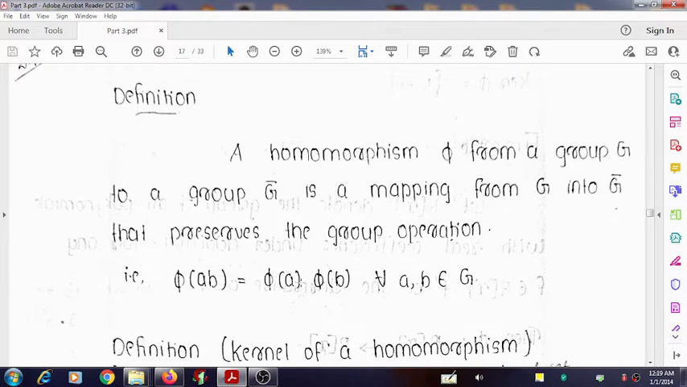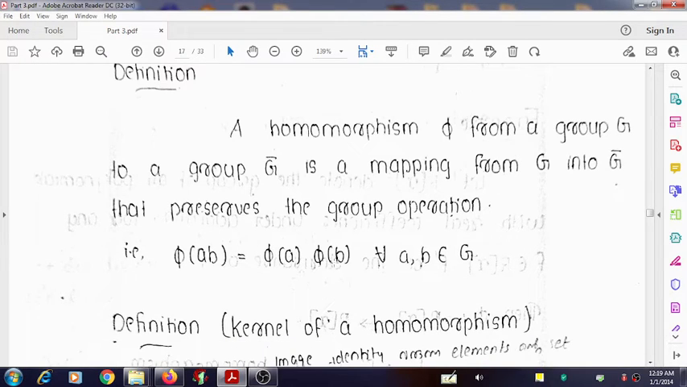We can say that if this condition is satisfied by any two elements of the group G, when we take any two elements arbitrarily from the first group, and if we can verify that this condition is satisfied by every such pair of elements chosen from the first group by the function phi, then we can say that the function is a homomorphism.